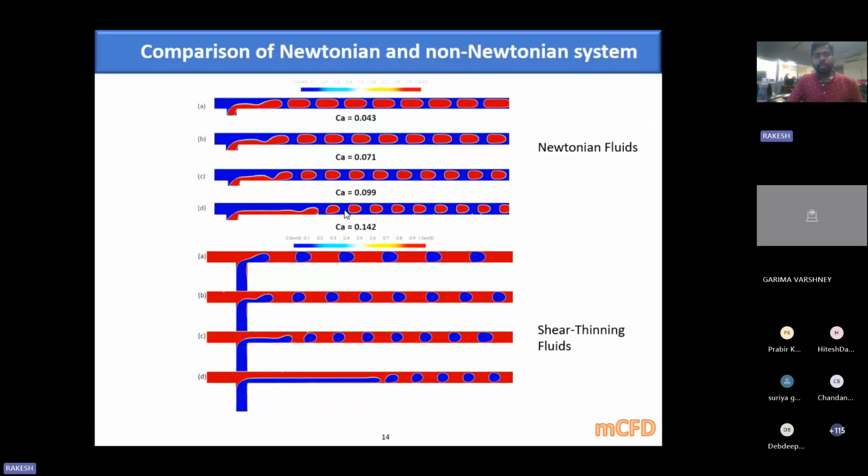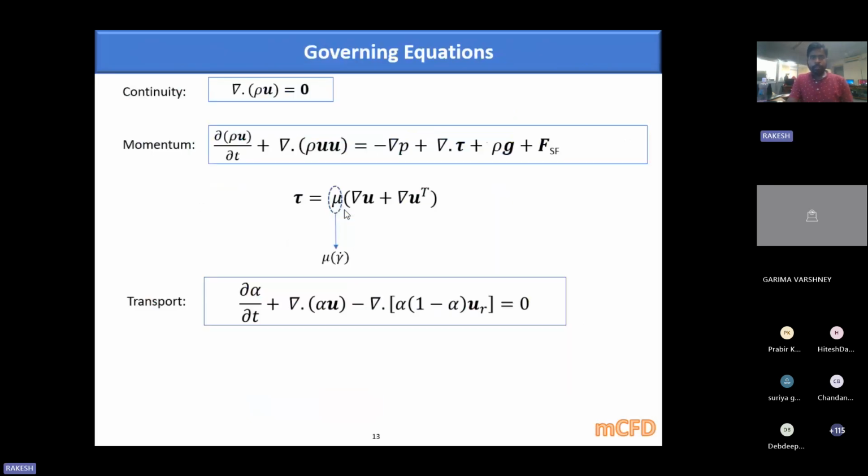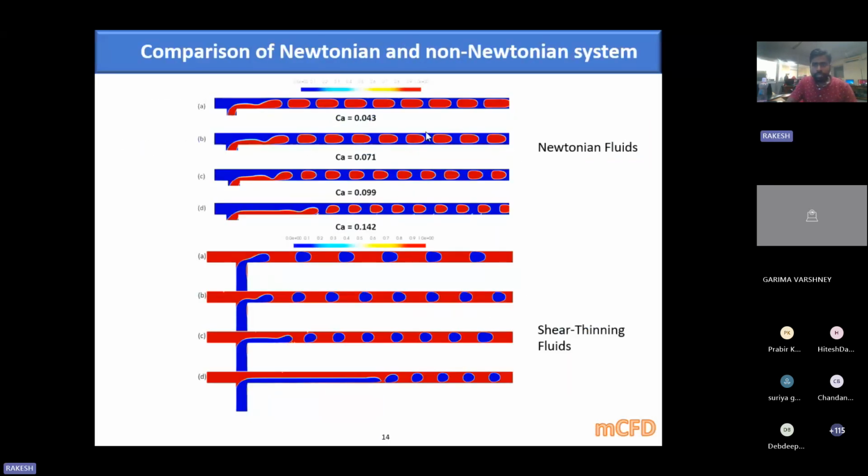Next, I will directly show you some results. Here you can see the first part, which is for Newtonian fluids. This is a simple T-junction problem where we are creating water in oil, meaning we are creating the water droplet in an oil system. So we can see the trend as the capillary number increases.